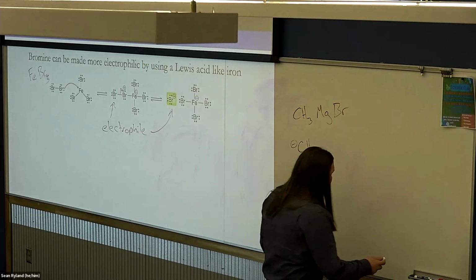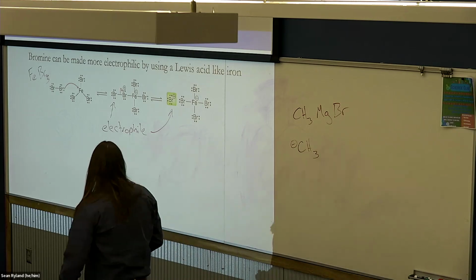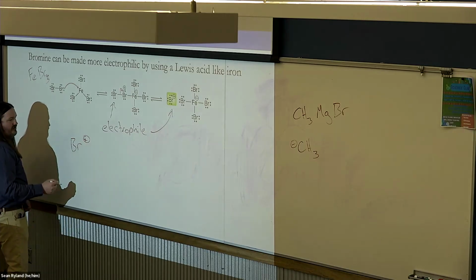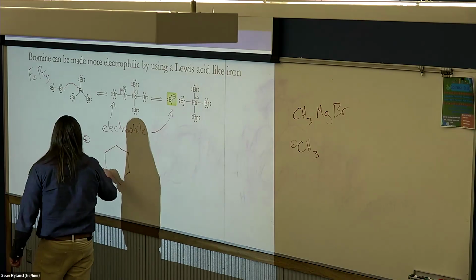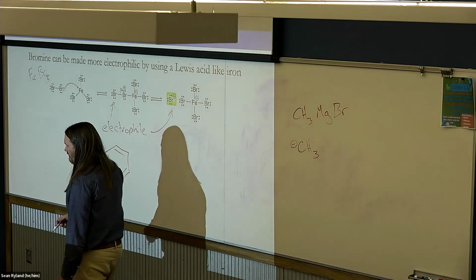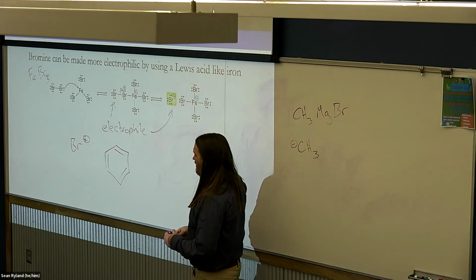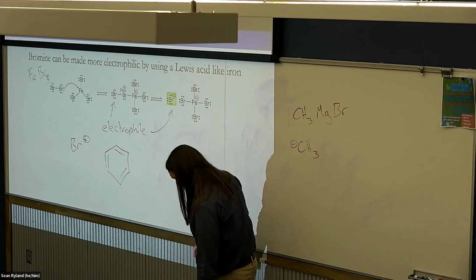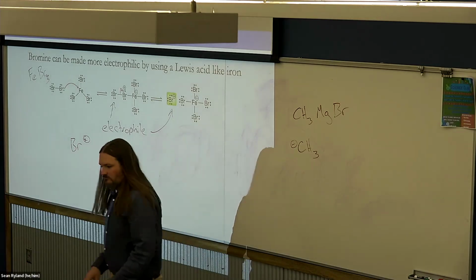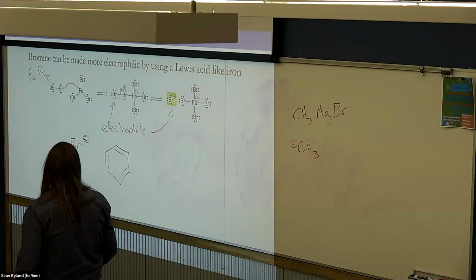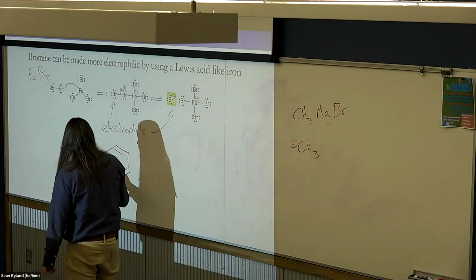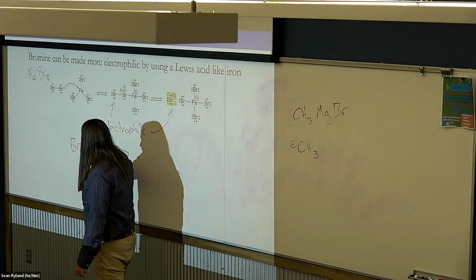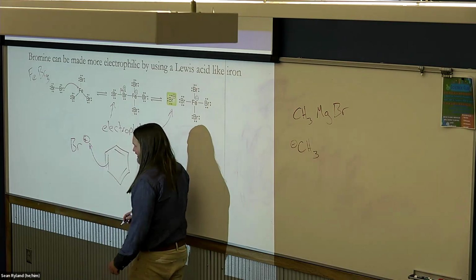So if we have Br plus, a strong electrophile, and we have a benzene ring, what's going to be attracted to what here? Extra electron density on the carbons, attached to the pi bonds. Right. So there's kind of an attraction. Correct. We have extra electron density, so we're going to get something like that.